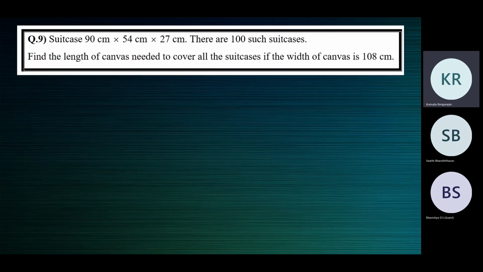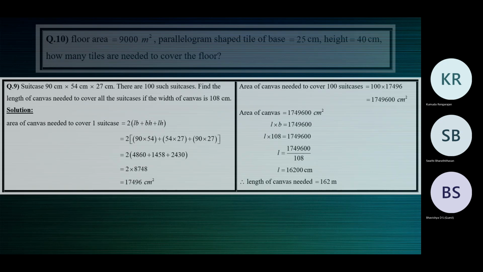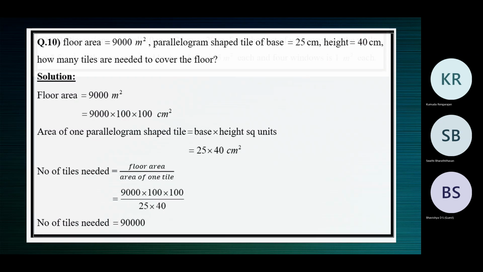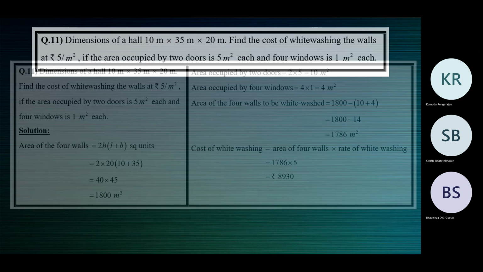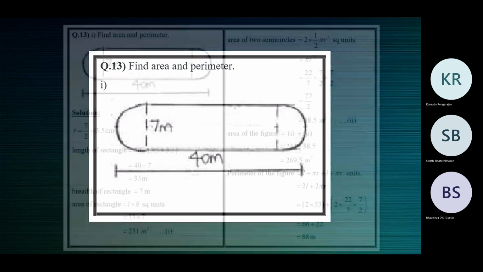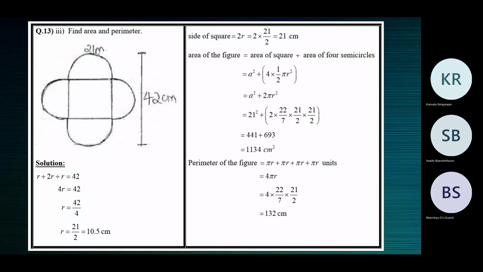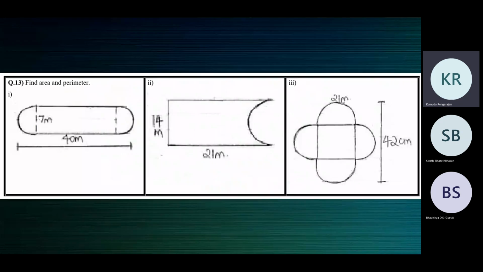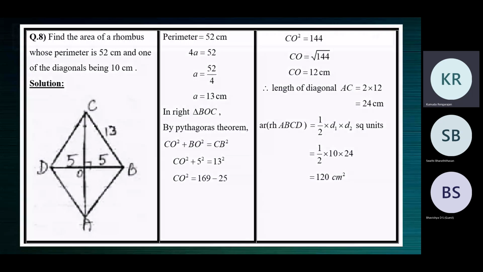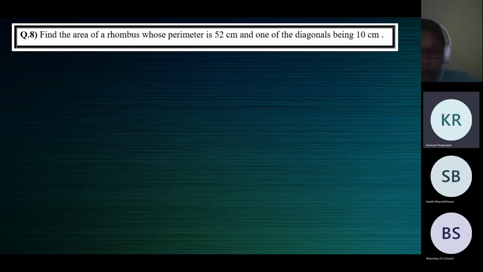Just one second. All right, yeah, this one. Yes, children. Find the area of a rhombus whose perimeter is 52 centimeters and one of the diagonals being 10 centimeters.